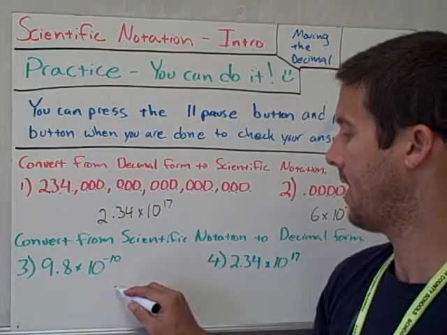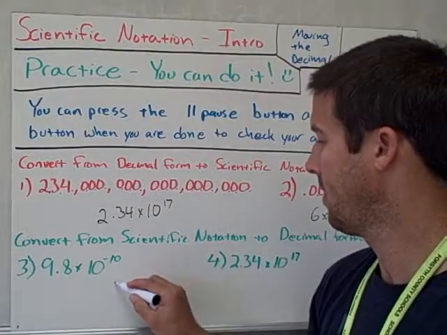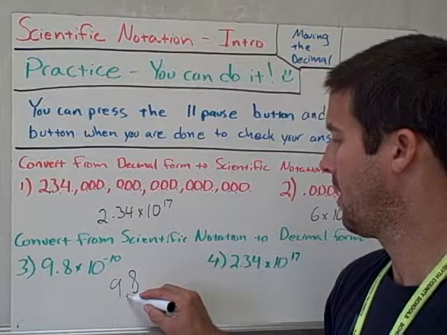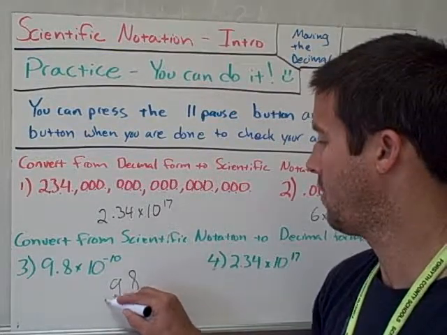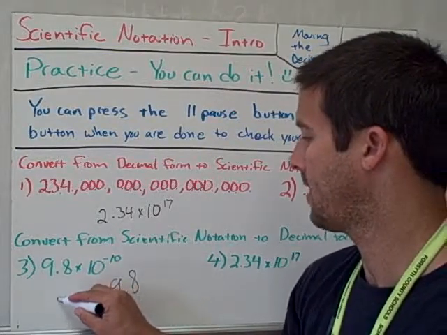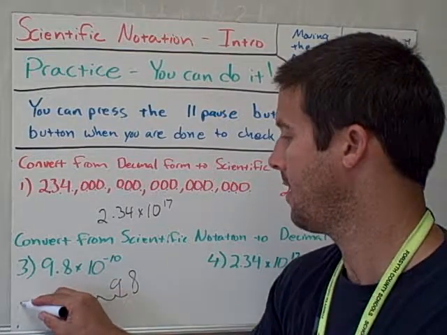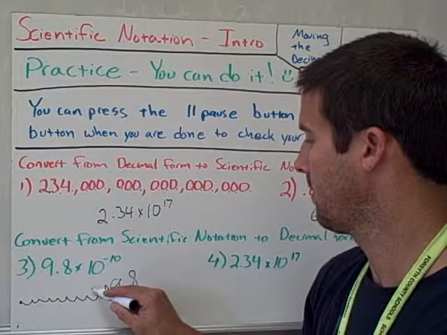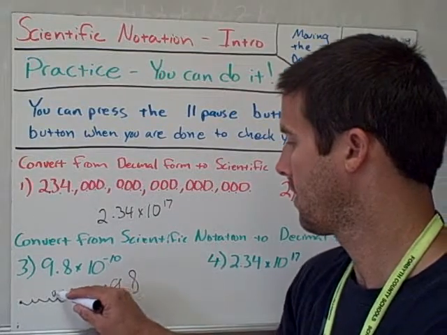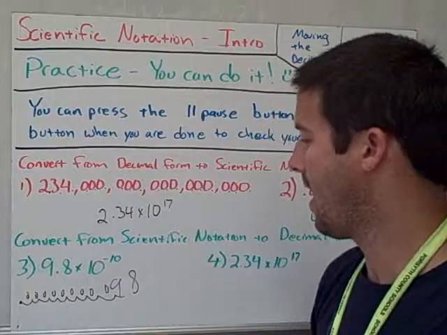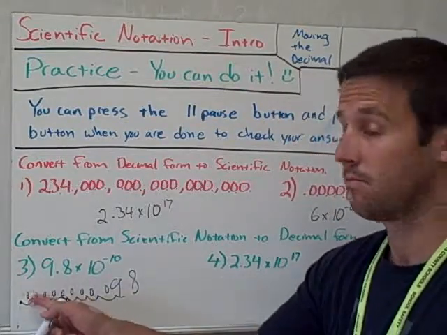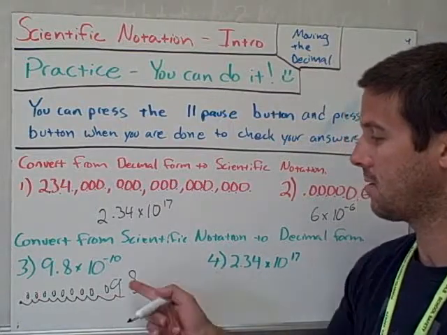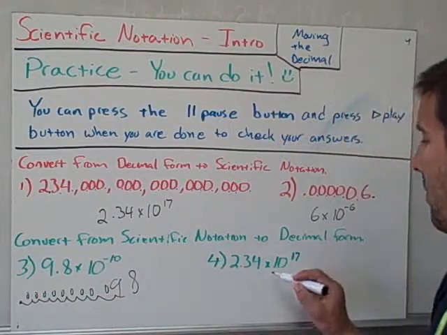9.8 times 10 to the 10th. I'm going to move the decimal that way 10 times. So I'm going to write 9.8. I'm going to go this way 10 times. 1, 2, 3, 4, 5, 6, 7, 8, 9, 10. That's my new decimal. I'll take that out. Fill the rest with zeros. And that is my answer, 0.0000. As you can see, how many zeros? 10 times 98. There we go.